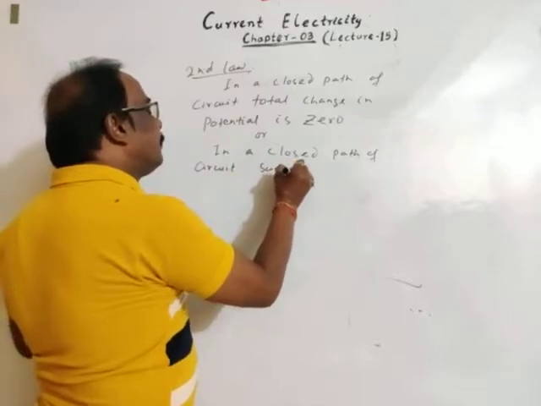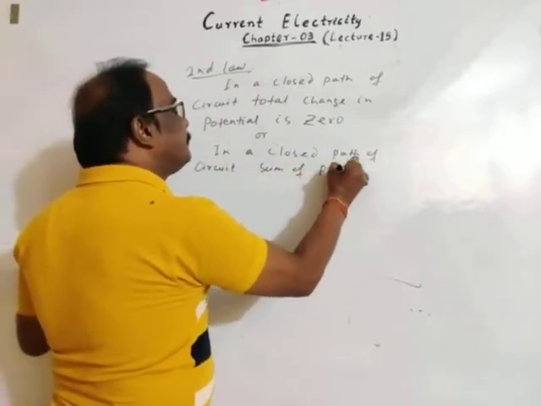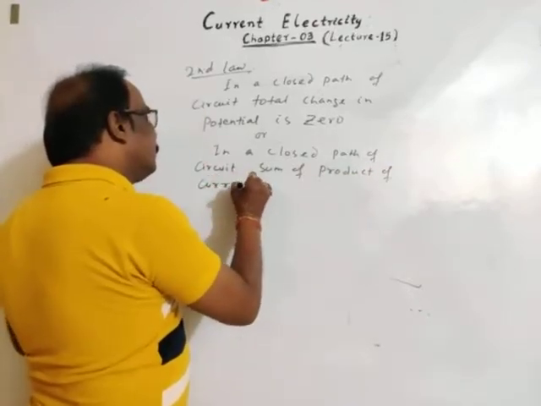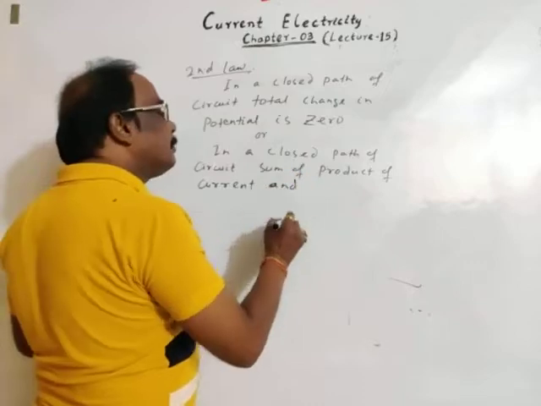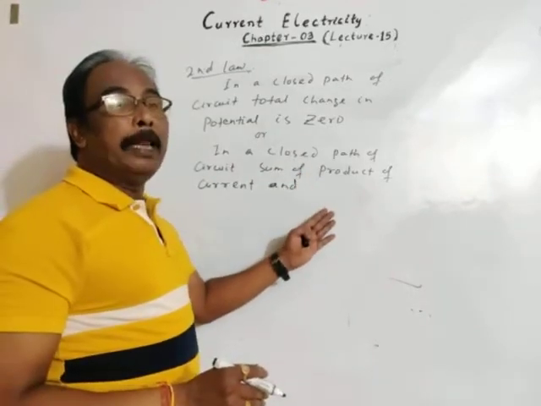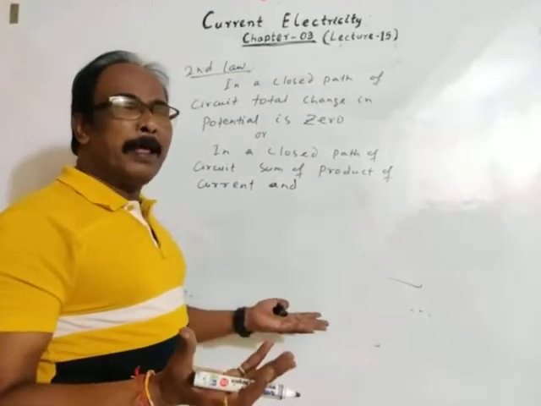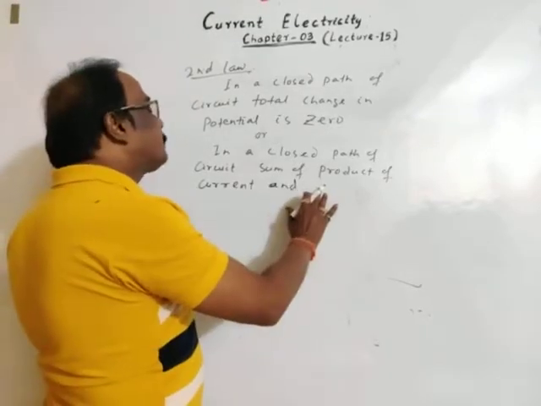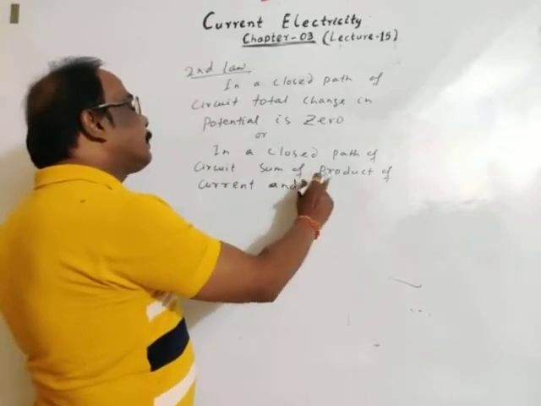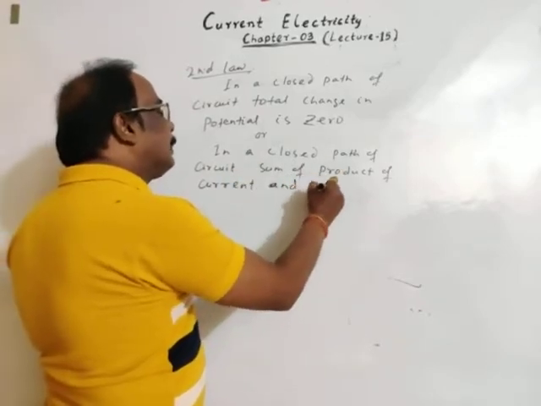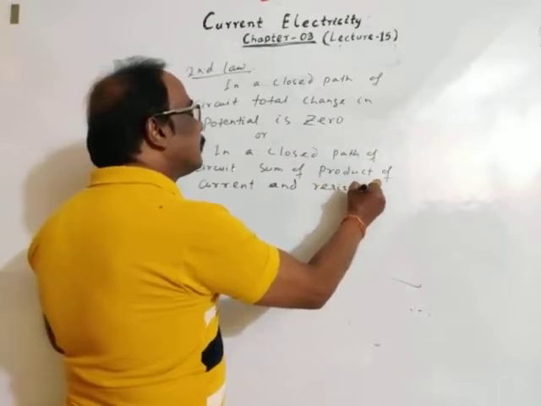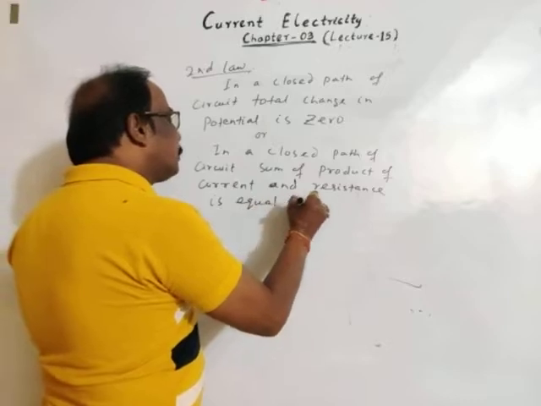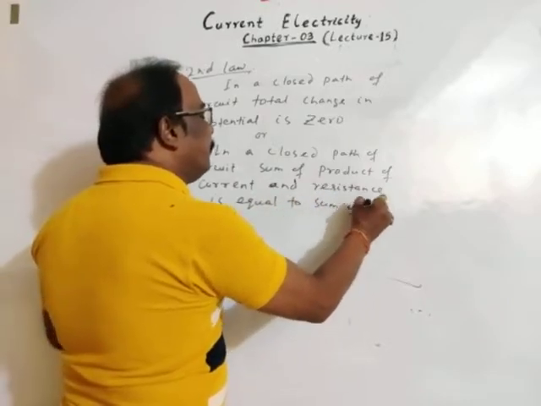Or you may say, in a closed path of a circuit, the sum of the product of current and resistance, I am writing this only for a resistive circuit. Of course, we may apply it to capacitive and inductive circuits. In a closed path of a circuit, the sum of the products of current and resistance is equal to the sum of EMFs.